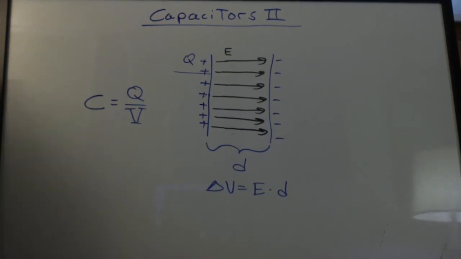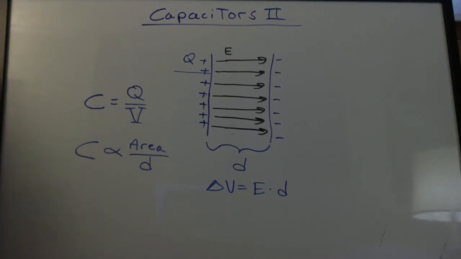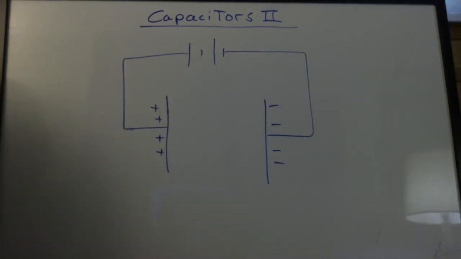So the capacitance is proportional to the area of the plates and inversely proportional to the separation distance of the plates. So if you want a large capacitance, you need to have a lot of area, and those two plates need to be very close together. Now, there's another thing that we can do to increase the capacitance.